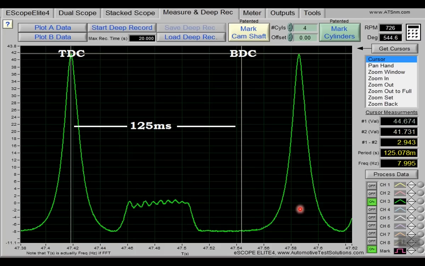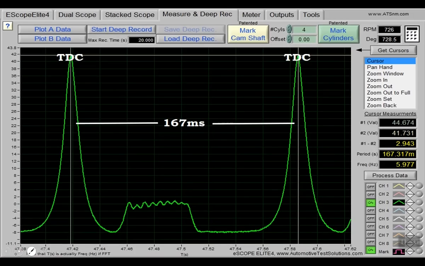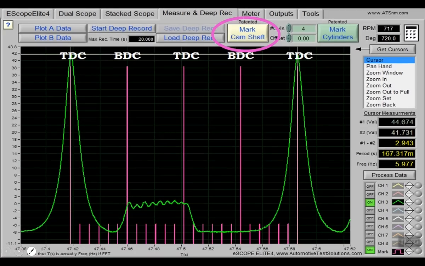This gives me my stroke locations, so we'll have no problem finding these types of locations because we're going to need them. For the remainder of this course, we will use a marking system where I put a cursor through this system and one through this tower. So both compression towers will have a cursor put through the peak, and then I'm just going to push a mark cam button.